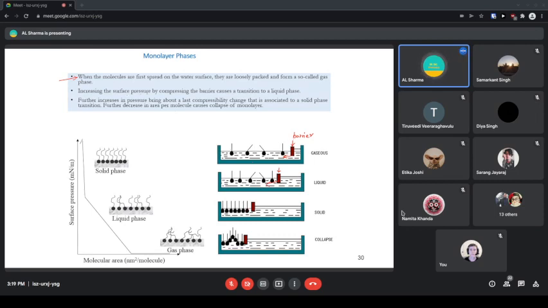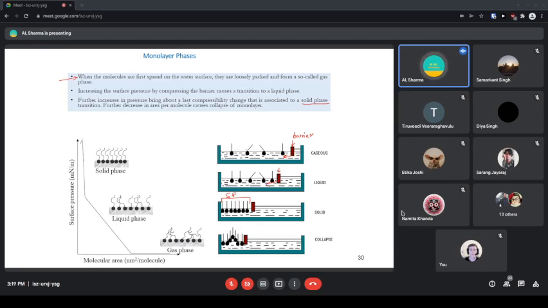So increasing the surface pressure by compressing the barrier causes a transition to a liquid phase. Further increase in pressure brings about a last compressibility change that is associated with the solid phase. So this is said to be the solid phase. Once you increase the pressure more thereafter, it is going to collapse in this way. So further decrease in area per molecule causes collapse of the monolayer. Since this is one layer only, it is said to be the collapse of the monolayer. So it is going to form your solid phase here. Thereafter collapse is going to occur.